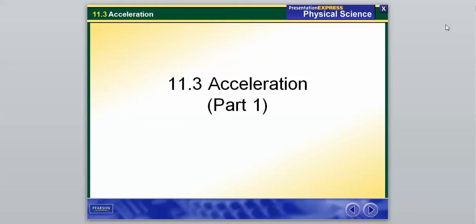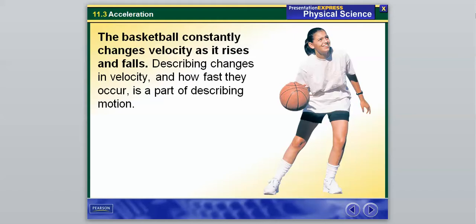We're just going to jump right into it with our little example, how it starts each section here. The example they give, close to my heart, is basketball. It says the basketball constantly changes velocity as it rises and falls. So she's dribbling the ball, she's shooting the ball. The ball's velocity is constantly changing throughout the course of a game, anytime anyone's playing with it. Describing changes in velocity and how fast they occur is part of describing motion, and those changes in velocity are really what acceleration is going to be.